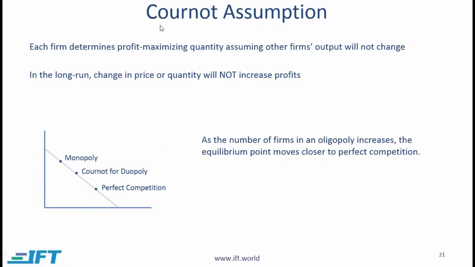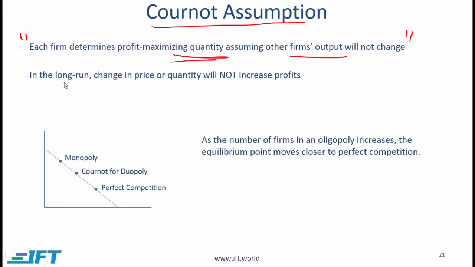The next model that we look at is the Cournot assumption. The premise here is that each firm determines the profit maximizing quantity assuming other firms' output will not change. So here we do not consider the actions of the other firm. We do not consider the fact that the other firms might change their output. You need to remember the key premise here, just as you need to remember the key premise with the pricing interdependence model.